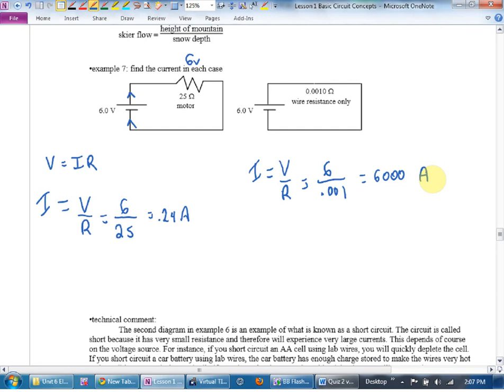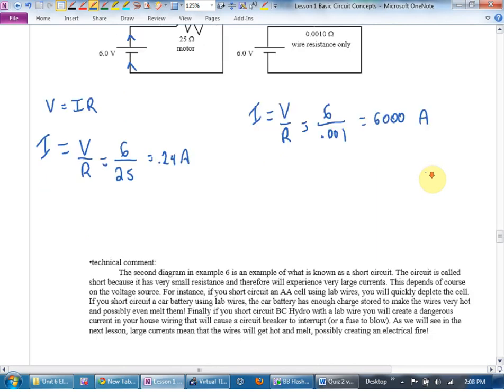So, technical comment, the second diagram is an example of what's known as a short circuit. It's called short because it has a near zero resistance and therefore will experience very large currents. If you short circuit a AA cell, you'll quickly deplete the cell, but you won't die. If you short-circuit a car battery using lab wires, the car battery has enough charge stored in it to make the wires red hot and possibly even melt them.